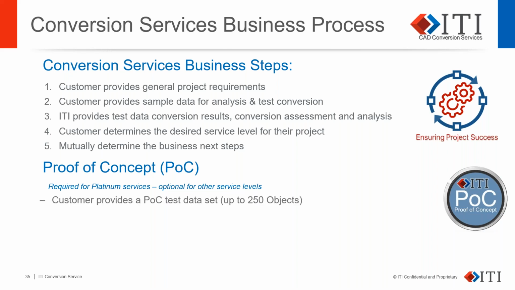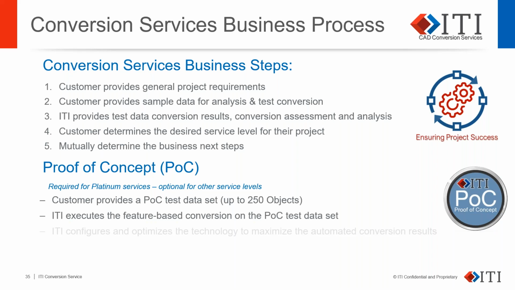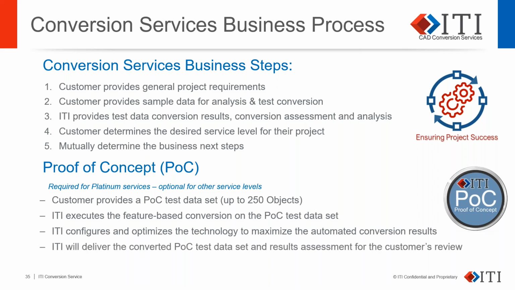So if you're running a large project, or if you're using Platinum services, we often would suggest running a proof of concept. So what this would be is basically a small version of the full conversion. So we'd ask you for up to 250 CAD objects. We would run a full feature-based conversion on this data set, and we would use that time and this proof of concept to configure and optimize our technology, so we can maximize the results for you for the full conversion. And often we can find areas of enhancement or maybe a bit of development that needs to be done in order to maximize that conversion if need be.